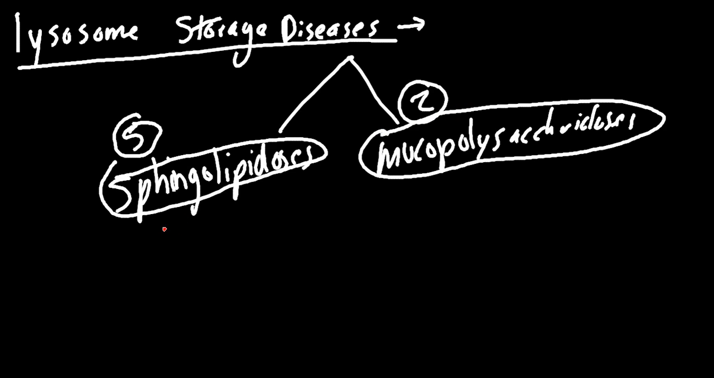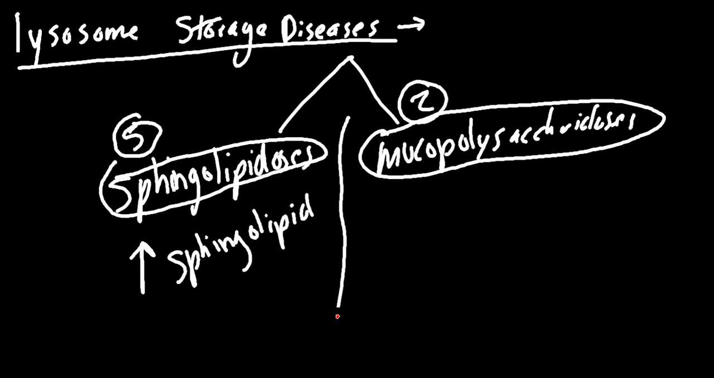So in the sphingolipidoses, you're going to have an increase in sphingolipids. I bet that blew your mind. And then also, in the mucopolysaccharidoses, you're going to have an increase in GAG, so the glycosaminoglycans within the cell, also known as GAG. So we've got 2 different disorders, and now let's talk about some of the specific diseases. So of these, we have 5 diseases that are going to be categorized under the sphingolipidoses. Let's talk about this first one.